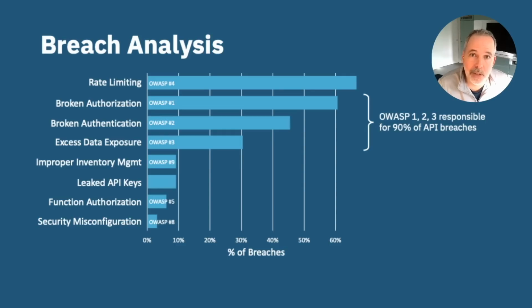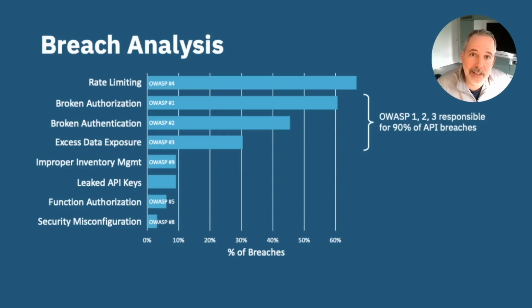OWASP number 1, broken authorization. Can user A access user B's data? We saw a ton of examples of this, from Duolingo to Peloton to Trello. OWASP number 2, broken authentication, right? We're not even talking about brute forcing passwords. We're talking about APIs left with the door wide open. We saw a lot of examples of unsecured APIs that allowed unrestricted access to those APIs.